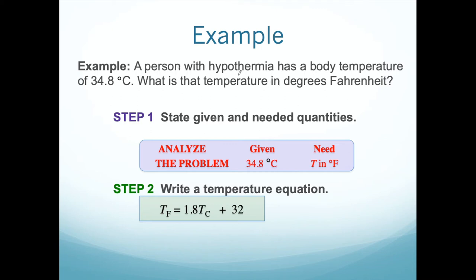If you're reading this question, a person with hypothermia has a body temperature of 34.8 degrees Celsius. That's a number that's probably going to be pretty important. What is that same temperature in degrees Fahrenheit? Here are the units of what we want to convert to. We want to go from degrees Celsius. So looking at this formula, the question is giving us degrees Celsius. It wants us to find the temperature in degrees Fahrenheit. So we would plug this number into that formula and go ahead and continue solving it.